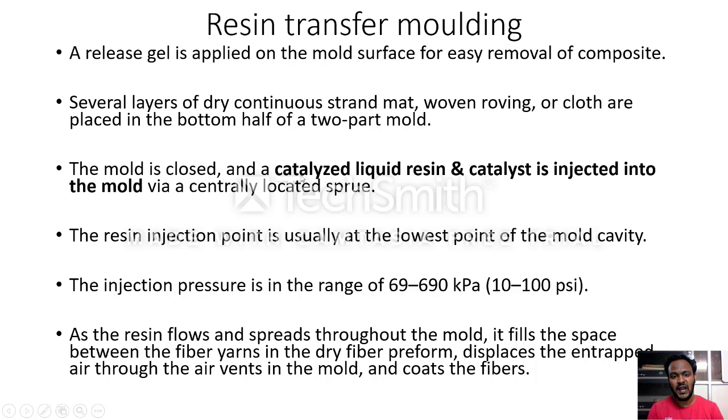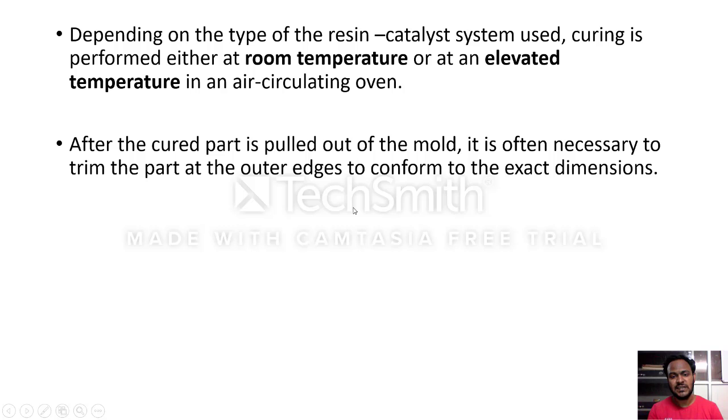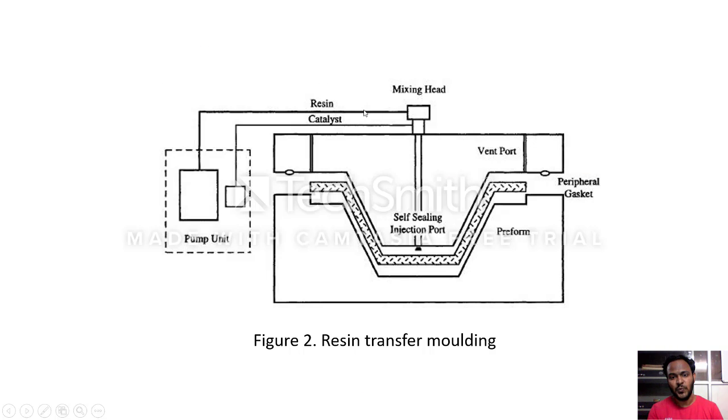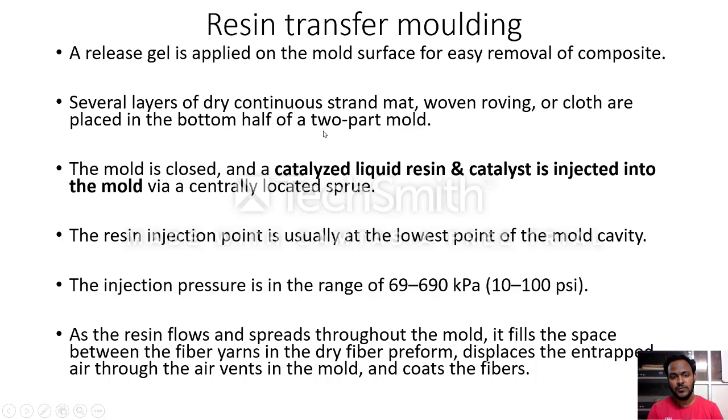The mold is closed and a catalyzed liquid resin is injected into the mold via a centrally located sprue. This is the centrally located sprue. So the resin injection point is usually at the lowest point of the mold cavity, which you have seen now. The injection pressure is in the range of 69 to 690 kilopascal, which is around 10 to 100 pounds per square inch. This injection pressure is nothing but how much pressure you are injecting the resin. That is the injection pressure.